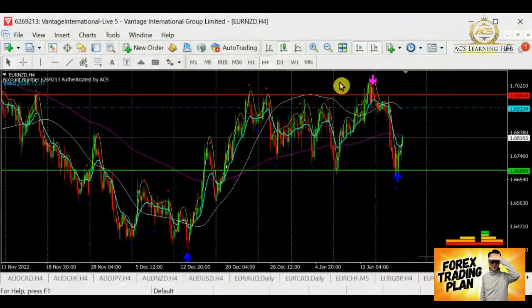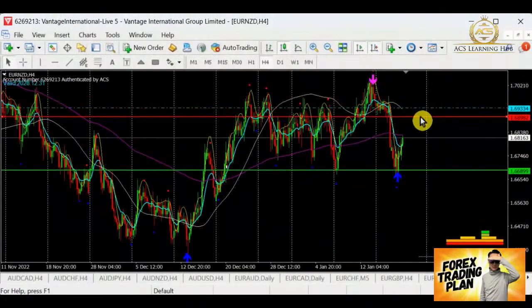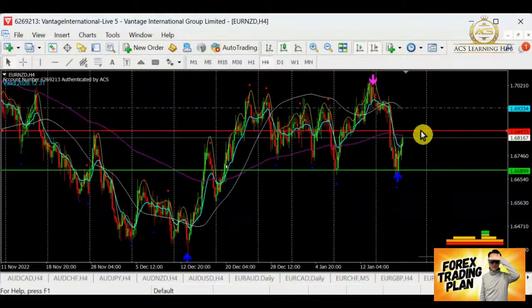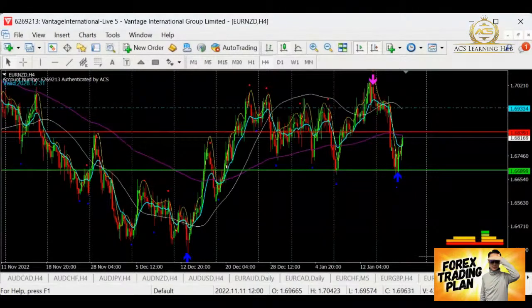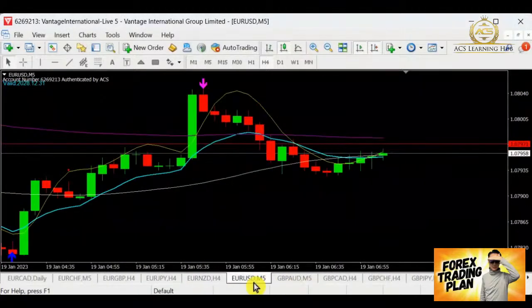So we can take a look at Euro Kiwi, where I see there's a point over here, which I see that there's a chance here. So we are pretty near. So for Euro Kiwi, probably we can take a look. Alright, so later on, when the chance comes, then we will have a chance to sell this. Okay, so for next to go, for Euro Dollar.